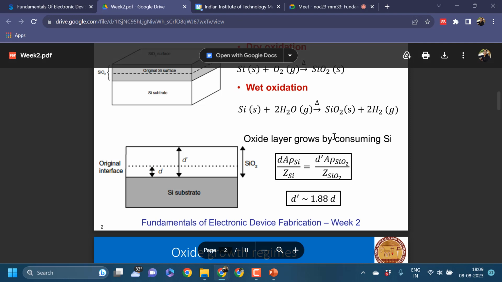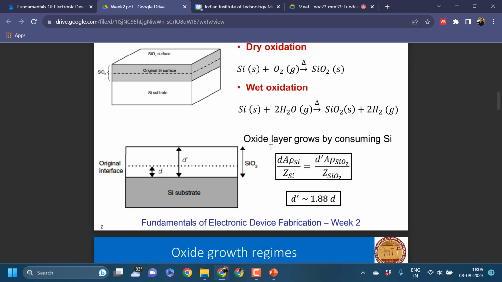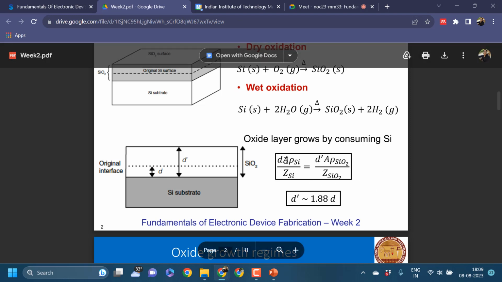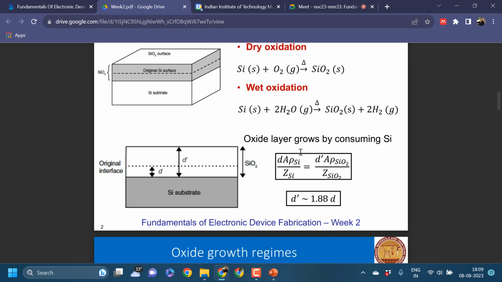If you remember the equation from the lecture, it was derived using the number of moles. Number of moles means given mass by molar mass. Mass is density into volume, where volume is thickness D multiplied by area A. So the given mass by molar mass of silicon will be equated to the given mass by molar mass of SiO2. That is how we finally got the thickness of the grown layer in the oxidation process.